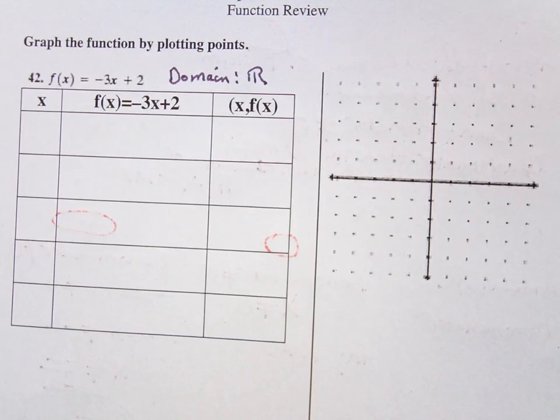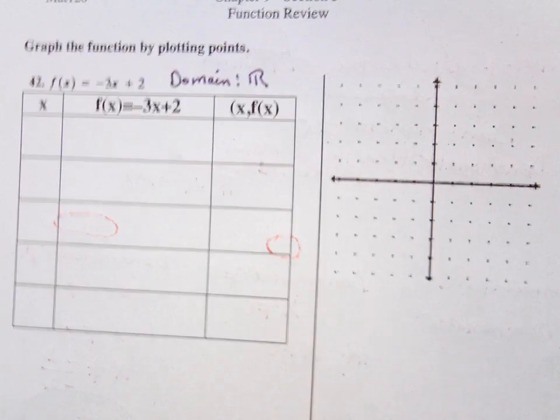Now, anytime I end up with all real numbers as a domain, what I normally do if I'm going to have to graph this guy is that I start from 0 and move to either side. So in other words, 0, 1, 2, negative 1, negative 2. And that's usually more than enough.